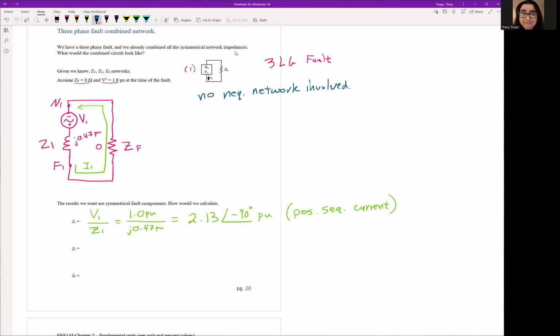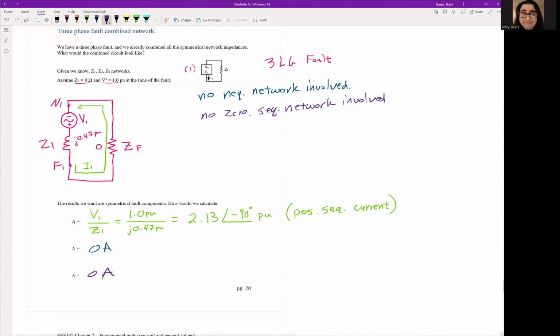So if there's no negative sequence network, there's no negative sequence current. So this is just 0 amps. We just ignore it. Same thing for zero sequence. There's no zero sequence network involved in this particular case, so this is also 0 amps. In a balanced fault, you just use the positive sequence network and positive sequence current.